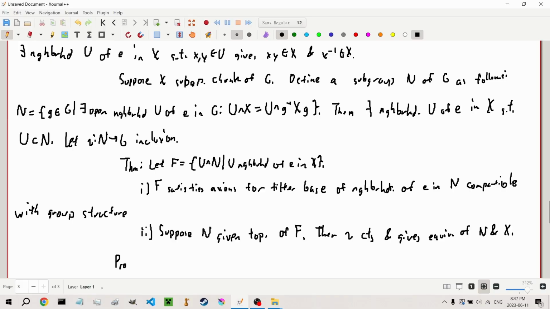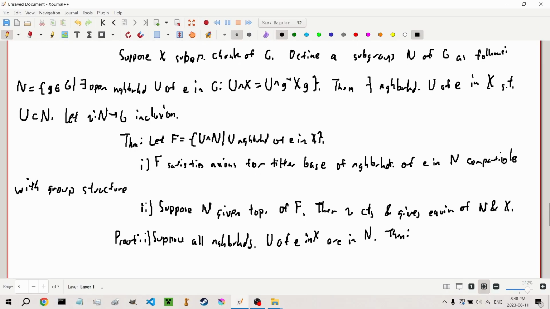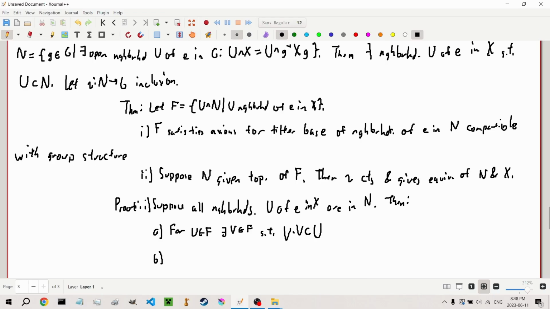Well, let's look at our proof. First, for part 1, suppose all neighborhoods U of E in X are contained in N. Then first off, we need for U in F, there exists a V in F such that the product of V is contained within U. For U in F, there exists a V in F such that U contains the inverse of the elements of V.